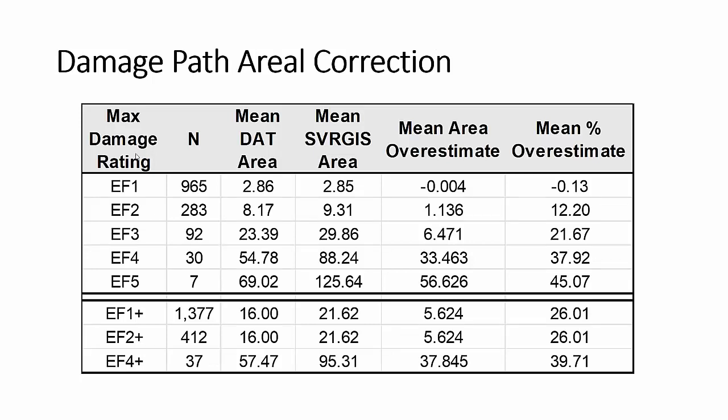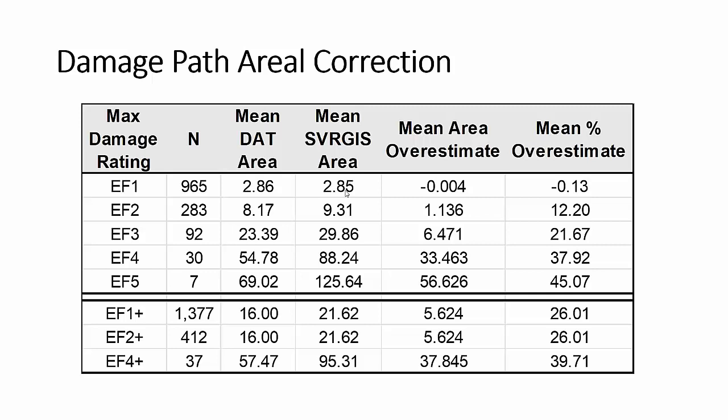So what we did is we broke things down into EF1 through EF5 tornado footprints. Here's how many tornadoes we have, as of this past summer. And then you can see the mean DAT area in square kilometers, and then the mean SVRGIS area in square kilometers, and then we look at the overestimate. And it turns out that over the years, as we've added more EF1 tornadoes, the DAT and SVRGIS footprints are pretty much the same. They're extremely close. There's a very small difference between the two. And I went in and checked to make sure that this was correct, and sure enough, it is.